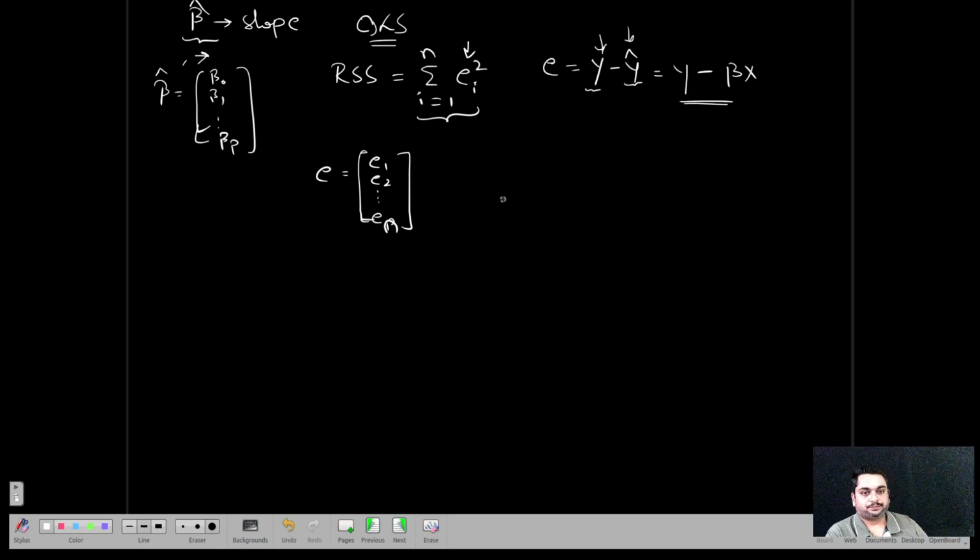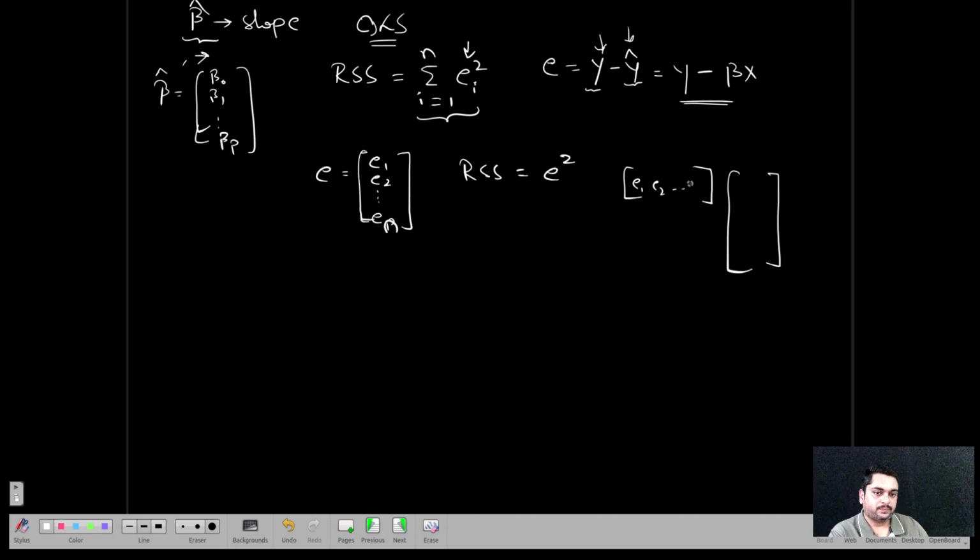Now in the matrix form, how will I find my RSS? RSS can be written as e square, that is multiplying these two matrices. How will I multiply this? So e and then e. This is e1, e2, a row vector, then e1, e2, and so on up to en. This is nothing but e transpose into e. So my RSS, I can write it as e transpose into e.